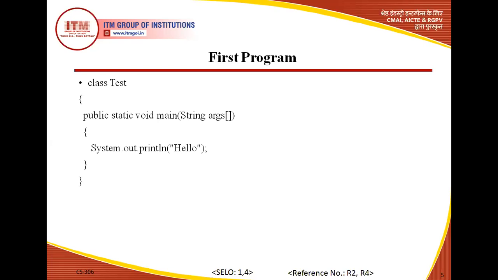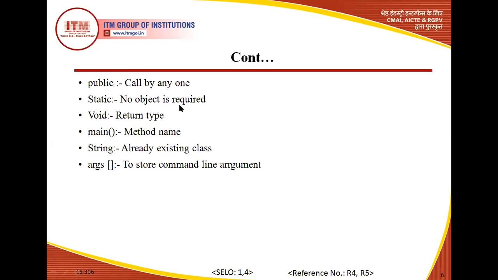When we compile our code, could we call the main function? No, we could not call the main function. It is automatically called. So how is it automatically called? Because static does not require any object. If we declare any method as static, we do not require any object to access that particular method. So this is the beauty of Java, that for the main, we do not require any kind of object. Clear?